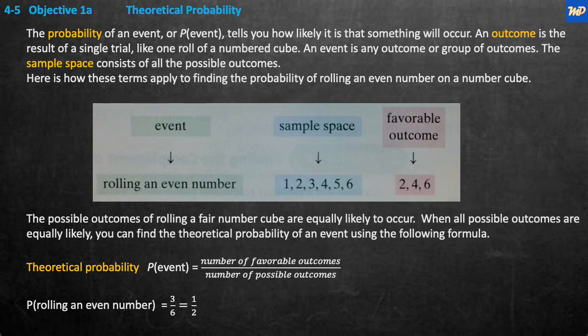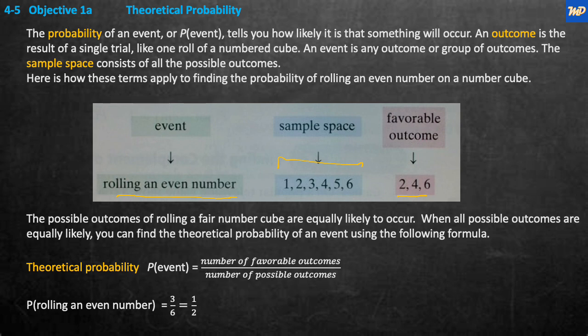So here's how these terms apply to finding the probability of rolling an even number on a number cube. What do we have? We have the event. And what is the event we're looking for here? Rolling an even number. That's what we want to know. What's the probability of rolling an even number? The sample space is all the numbers on the cube, 1 through 6. And what are all the favorable outcomes? The favorable outcomes are anything that gives us what we're looking for in our event, which in this case is 2, 4, and 6, the even outcomes.